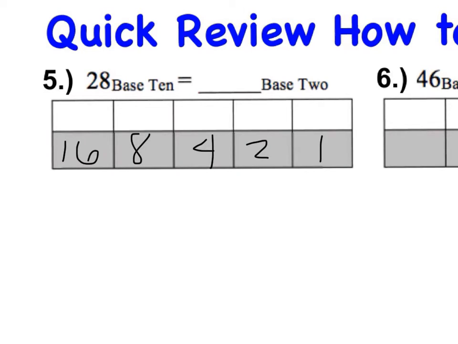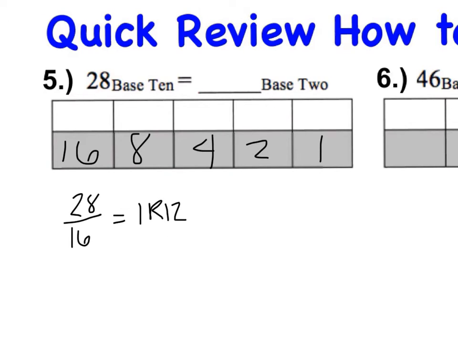Since we're starting off with base 10, this tells me we need to start division, just like we did on problem number 3. All right, so I'm going to take my number 28, and I'm going to divide it by the highest number in my table. So it looks like that's 16. So I'm going to go 28 divided by 16. I know that's going to go in there one time with a remainder of 12. And that makes sense because 28 minus 16 is 12.